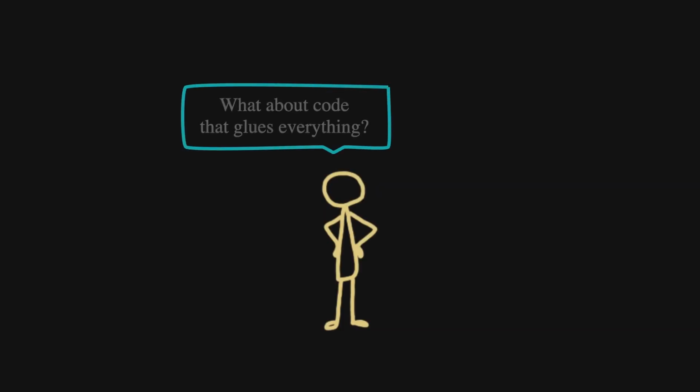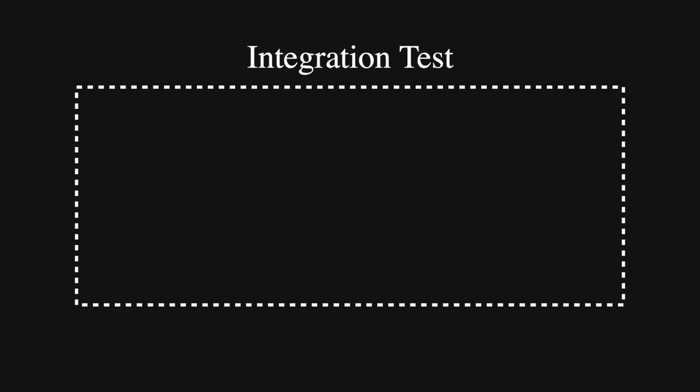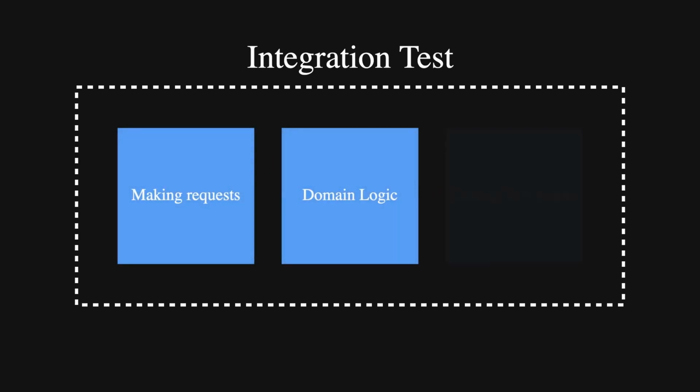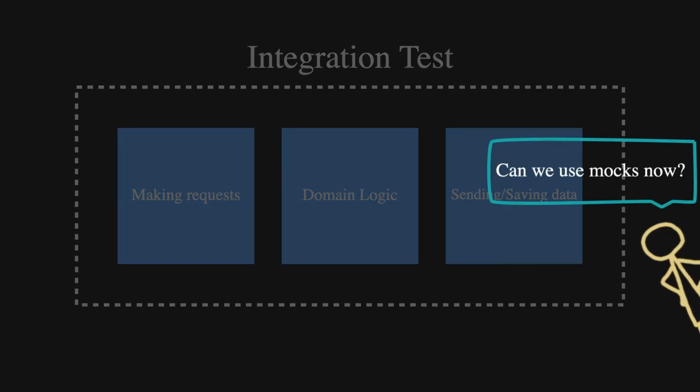Okay, but there's gotta be code that glues everything together. You definitely need mocks for those unit tests, no? I would argue that this piece of code is actually better as an integration test so that you can verify that the rest of your code is working in harmony. From making an API request to retrieving the data to working with the business logic and sending it back to save the data. So can I use mocks now in an integration test?